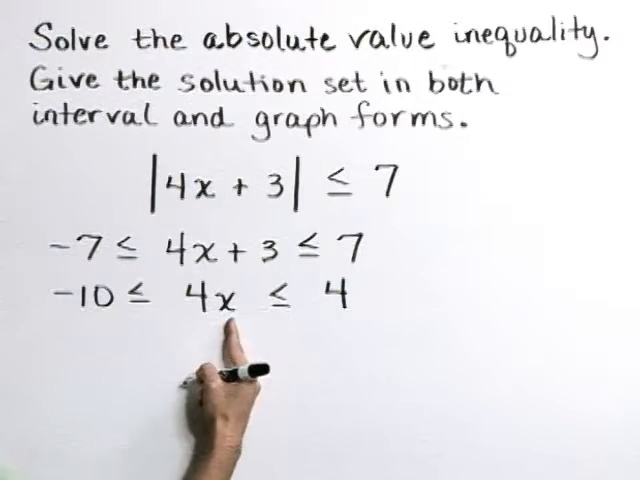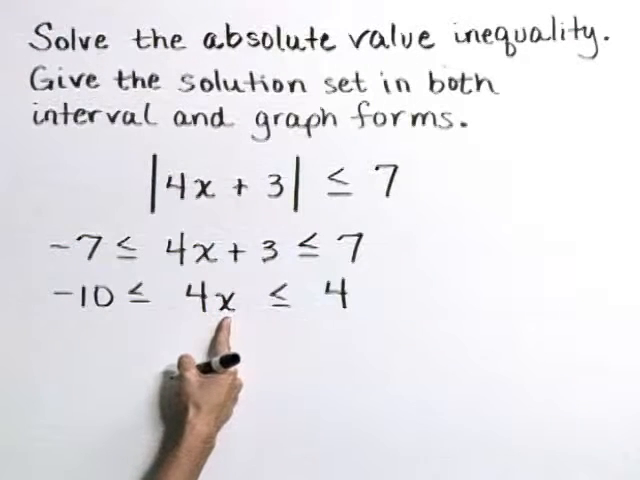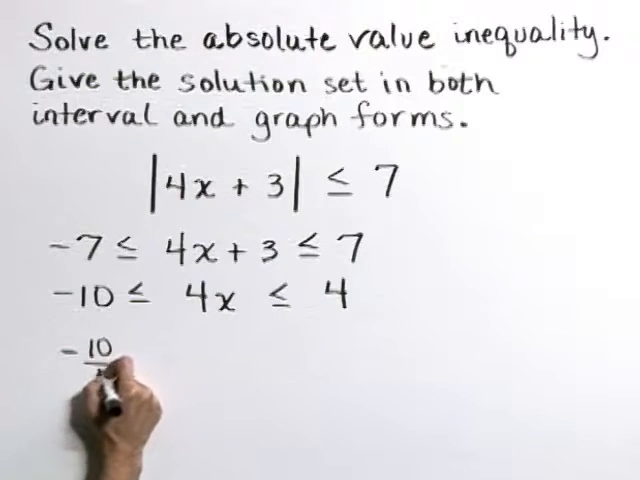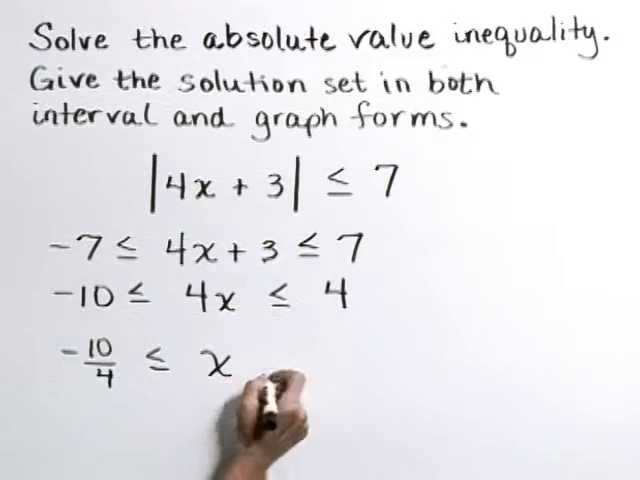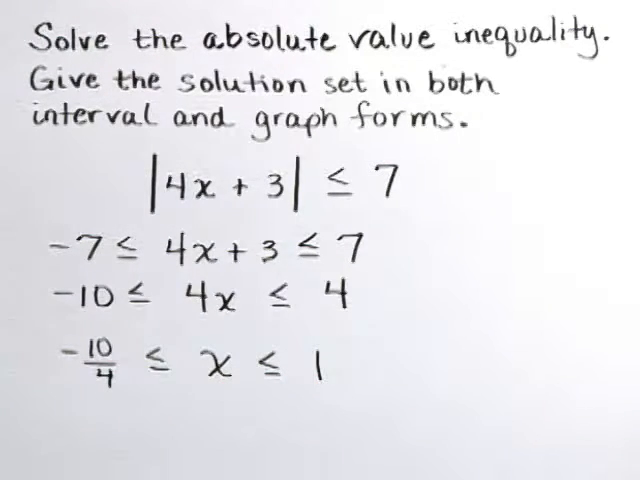Now let's divide each piece by 4 to isolate that x value. So on the left, we'll have -10 over 4. We've isolated x in the middle. And on the right, 4 over 4 is 1.